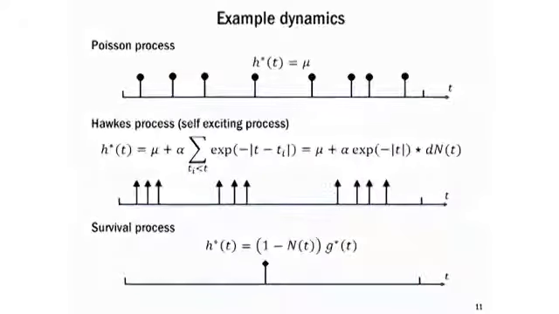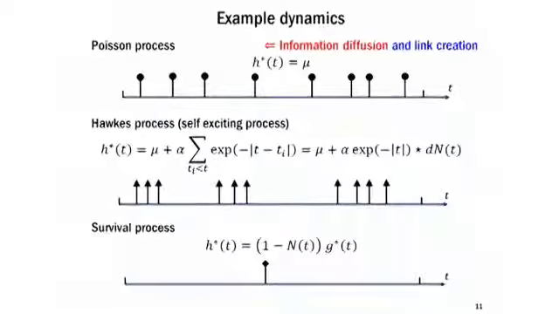Another one I'm going to introduce is called the survival process. Essentially, in this particular process, you only allow an event to occur once. Once it has occurred, the counting process is going to be 1, and then you look at the difference between this counting process and 1. If it's 1, you zero it out. You do not allow any further events to be generated. We are going to use the Hawkes process for the information diffusion process, and the survival process for modeling the link creation.